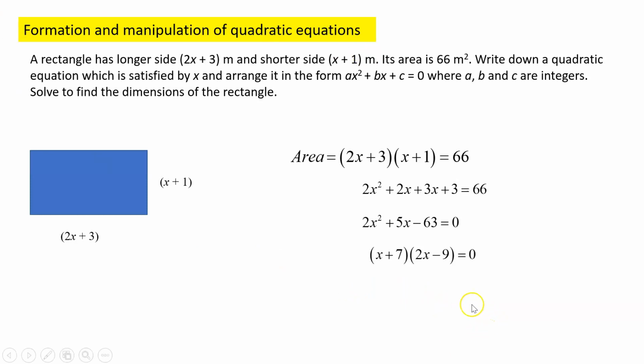We need to solve this now. And we get x is minus 7 and x is minus 9 over 2 or plus 9 over 2. So we can't have x being a minus number or we have a negative distance there. So we cross out the x is minus 7 as being impossible, and then we take that x is 9 over 2. So x is 9 over 2, then we'd have the length being twice 9 over 2 plus 3 being 12, and then 9 over 2 plus 1 is 5.5 for the width.